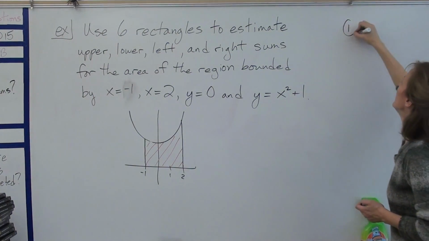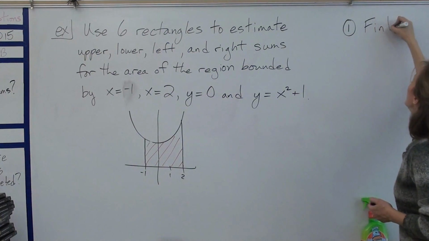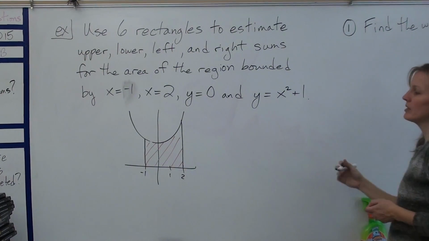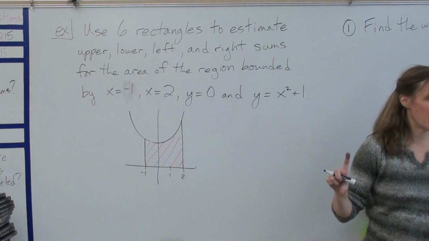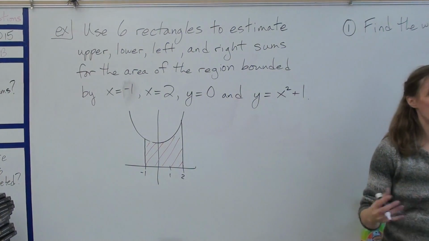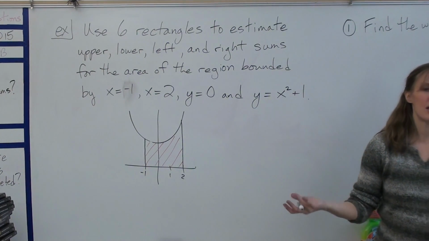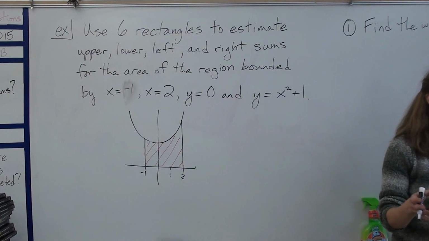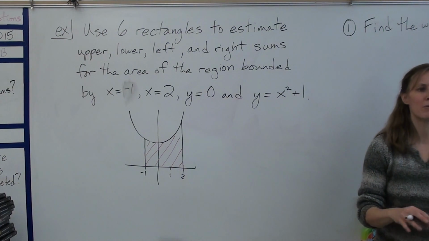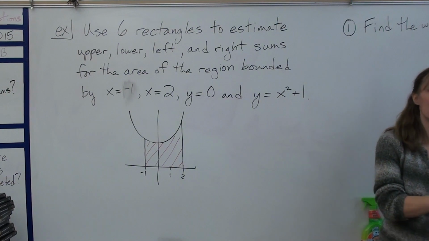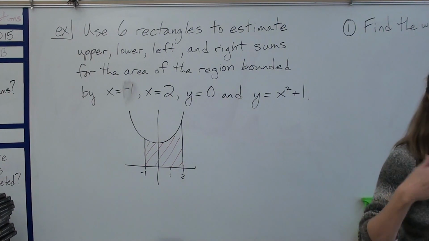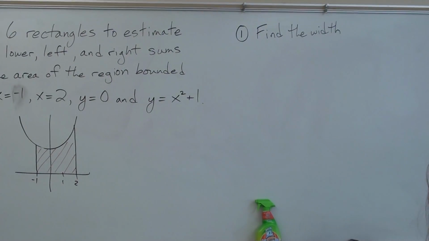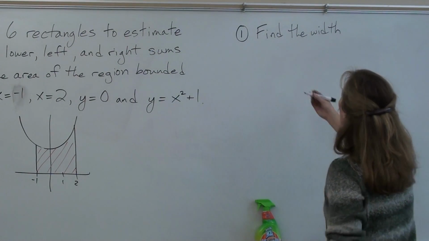Step 1 is find the width of your rectangles, because area of a rectangle is width times height. So first thing we've got to do is find the width. In some problems, the widths are changing. They're non-uniform, but in all of your problems tonight, they're all going to be uniform. So we're just going to stick with those for now, and then when we get into more AP type problems, we'll do some with unequal widths.